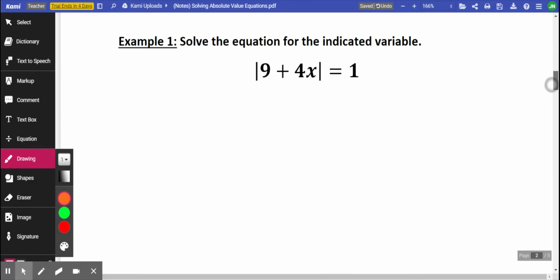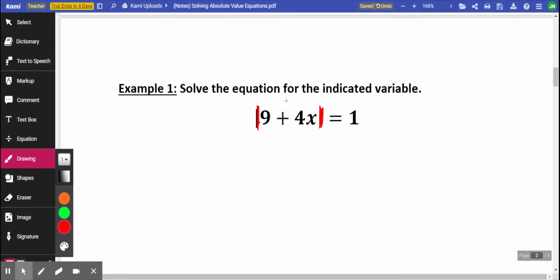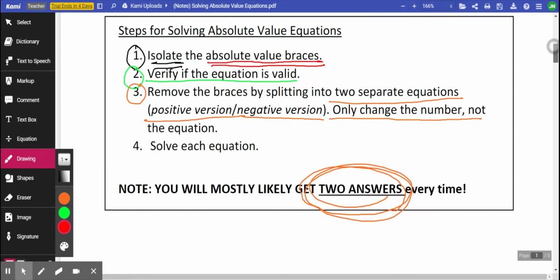Okay, so example number 1, solve the equation for the indicated variable. All right, so as you know, the first thing we need to do, same thing with the happy face, is get the absolute value symbol by itself. The good thing about this example is that the absolute value symbol is already by itself, so we don't need to worry about that anymore. Next, in order for us to get rid of the absolute value braces, step 2 says verify that the equation is valid. So can I take the absolute value of something and get a positive number? Yeah, absolutely, right? Absolute value gives you positive numbers no matter what. So yeah, that equation is definitely valid. So move on to step 3.